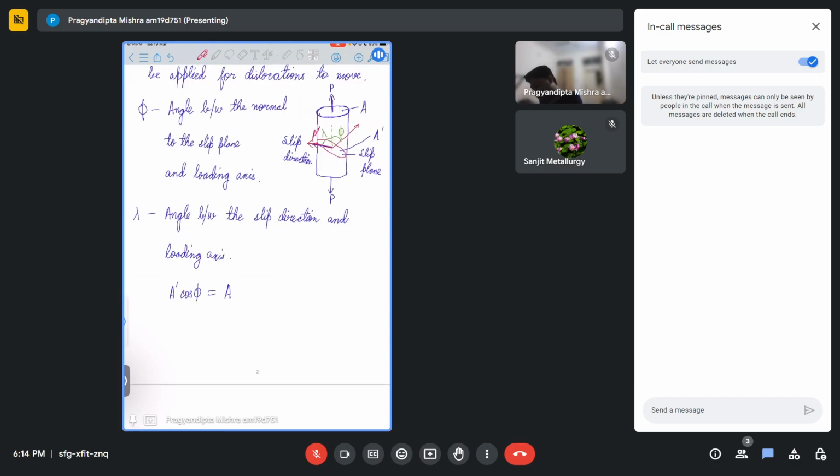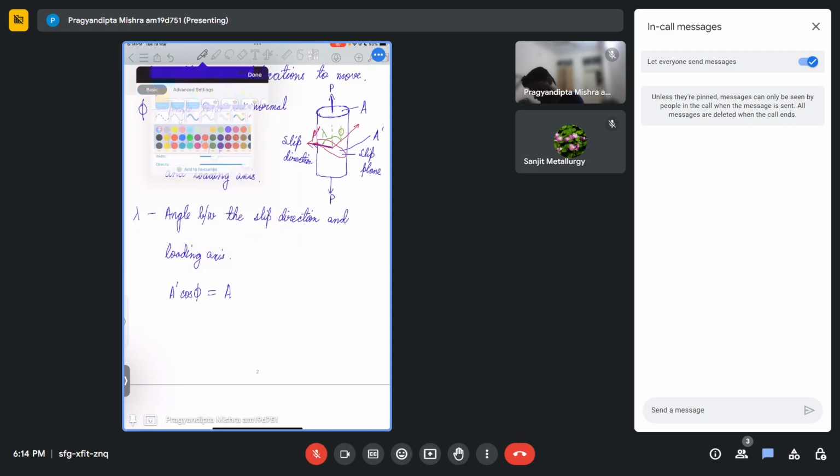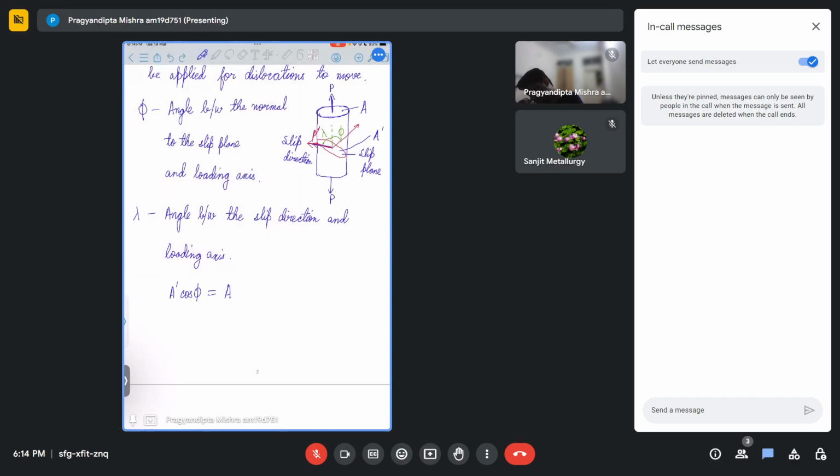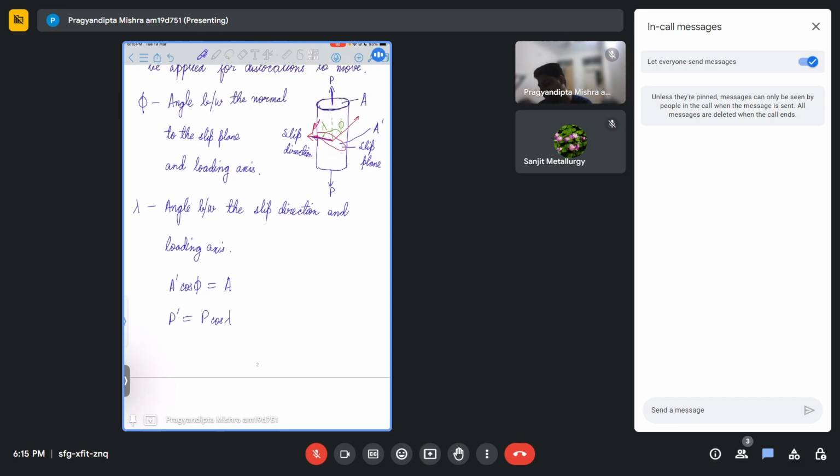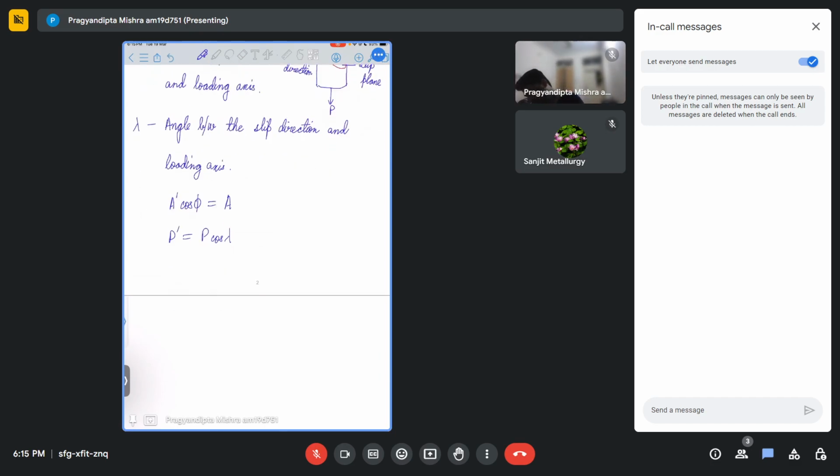What is the relation between P dash and P? P dash will be equal to P cos lambda, right? If you see the geometry, P dash and P, there's an angle of lambda in between them. So P dash is tilted by an angle lambda with respect to P. So it is P cos lambda.